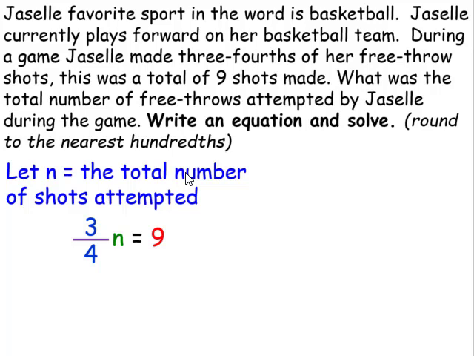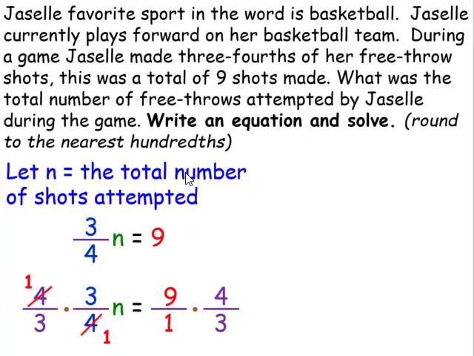Now this looks very similar to the problems we were working on. We're going to rewrite the equation as 3/4 n is equal to 9 over 1. Multiply both sides by the reciprocal of 3/4, which is 4/3. On the left-hand side, when we multiply a number by its reciprocal, we get 1, so the 4's will cancel, as well as the 3's, leaving us with 1n.